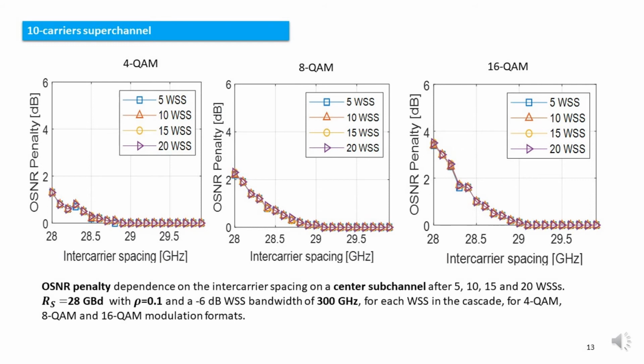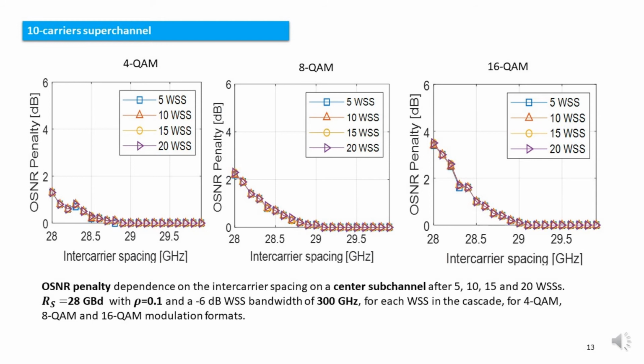Now we select the center subchannel, and again, for three modulation formats, we see how the intercarrier spacing influences the OSNR penalty. The penalty increases when we lower the intercarrier spacing, because it is related with crosstalk. We can see that it does not depend on the number of WSS. The WSS bandwidth is selected so that penalties are below 1.5 dB, and WSS bandwidth is, of course, the same as for the edge subchannel.